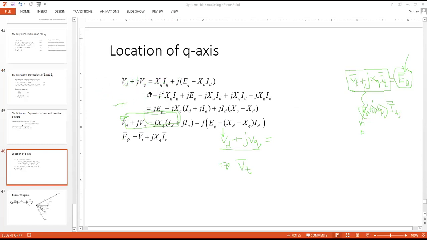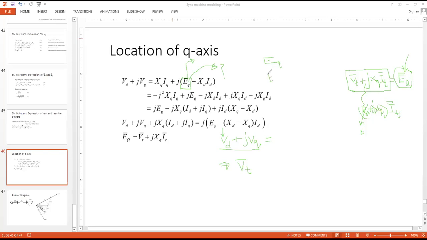So this is what we are doing, just what I mentioned. VD plus JVQ is XQIQ plus J times EQ minus XDID. Now, what is actually EQ? Can anyone tell? I mean, from the name, can you get some idea or give some idea? From the notation.